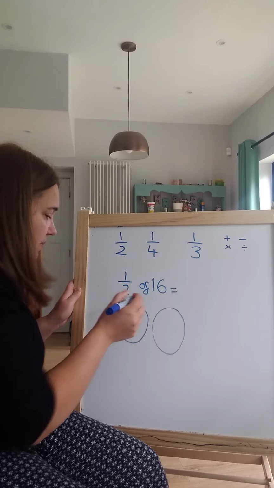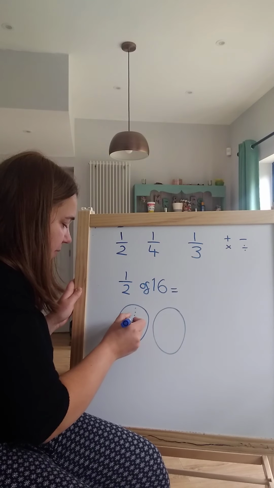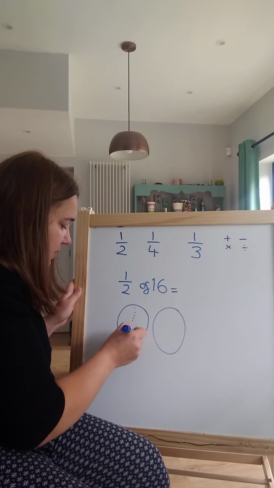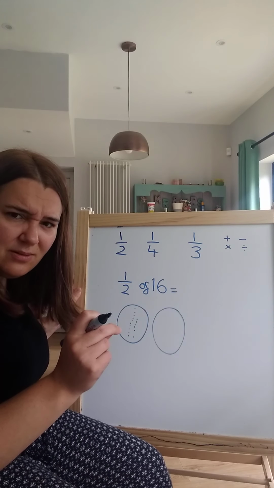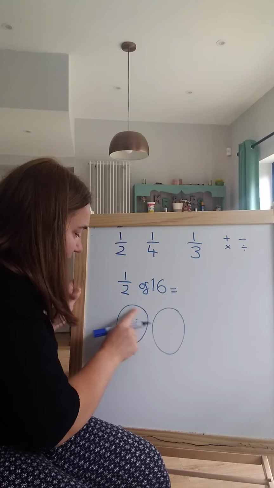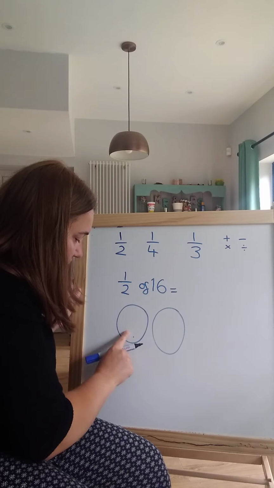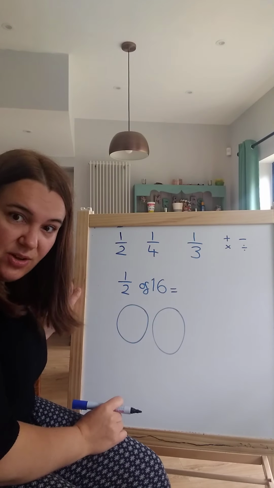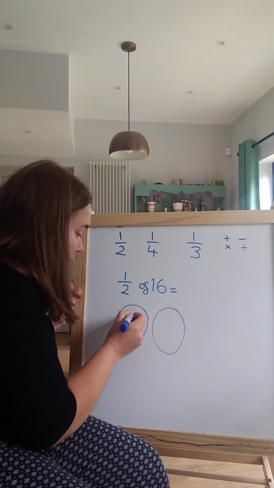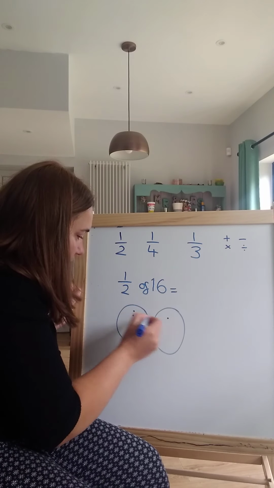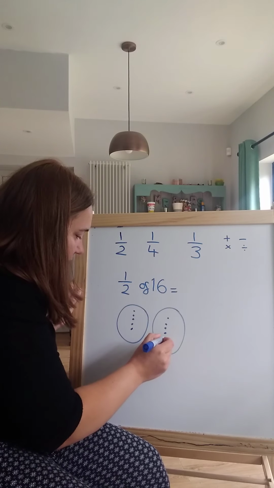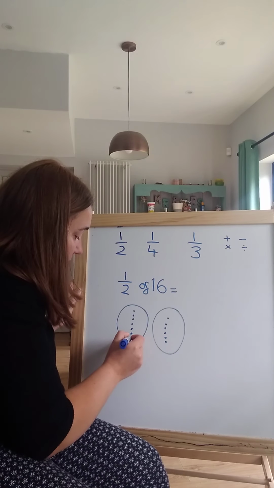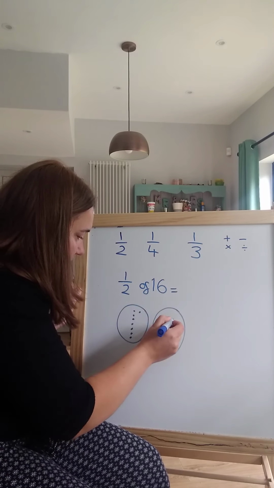Now, I just want to show you something. So, 1, 2, 3, 4, 5, 6, 7, 8, 9, 10, 11, 12, 13, 14, 15, 16. What's wrong with that? It's not sharing, is it? If we've only got 16, and if I put 16 in there, then that person gets nothing. Okay, so let's do sharing. 1, 2, 3, 4, 5, 6, 7, 8, 9, 10, 11, 12, 13, 14, 15, 16.